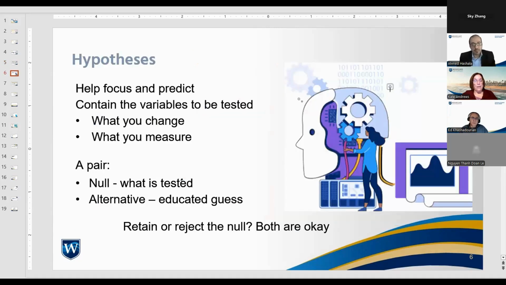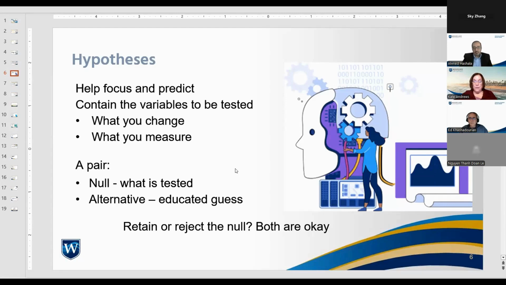Next, we tell what we think is going to happen, and that's the hypotheses. It helps us focus and tells our prediction. It contains the variables we're going to use, what we're going to change and measure. There's a pair of hypotheses, at least, for every research question. There may be more, but they always come in pairs. The null is what is tested. The alternative is an educated guess. When we test the null, we come up with 2 options, whether we are going to retain it or reject it. And both are okay.